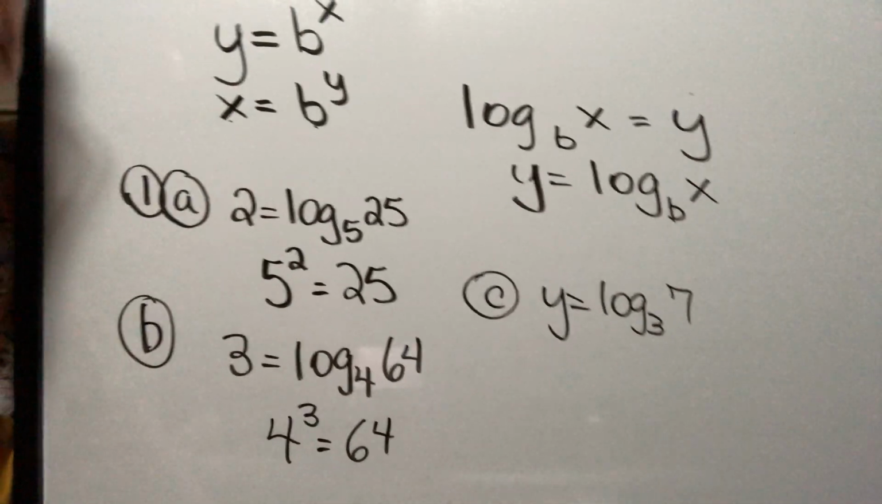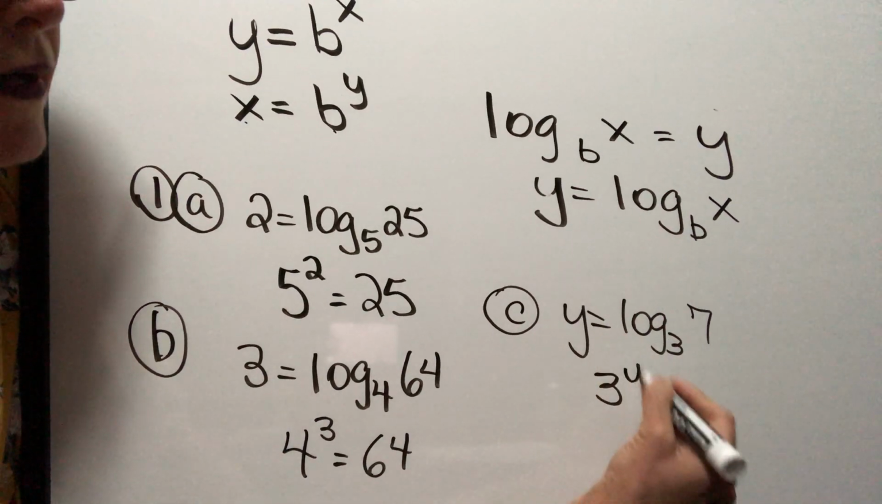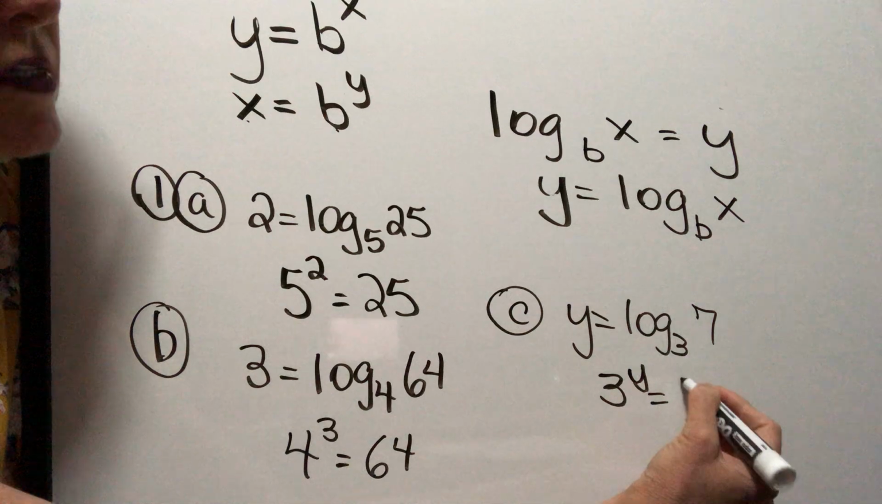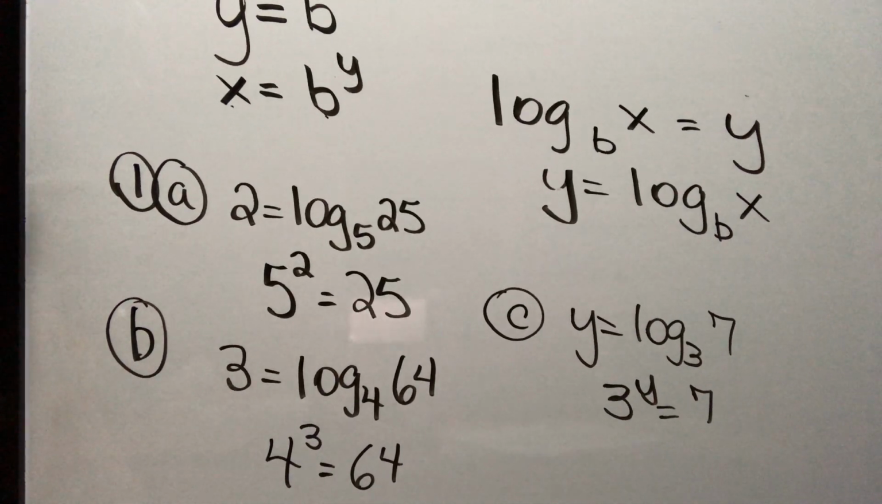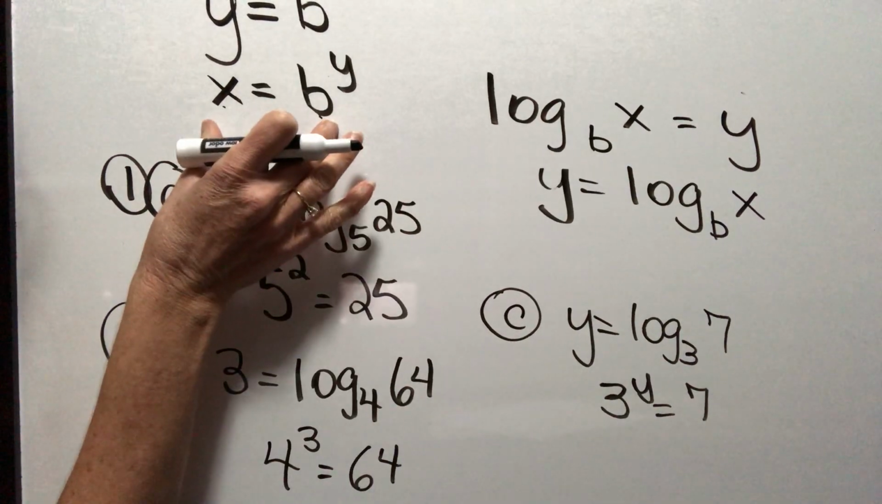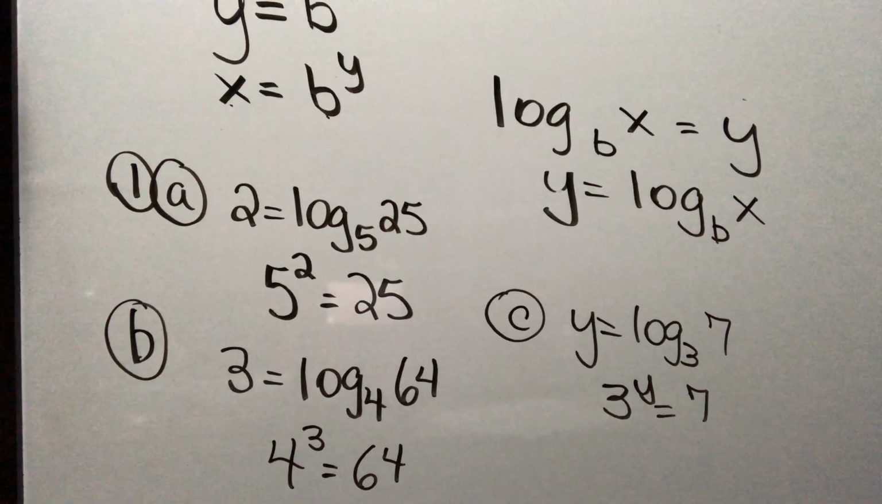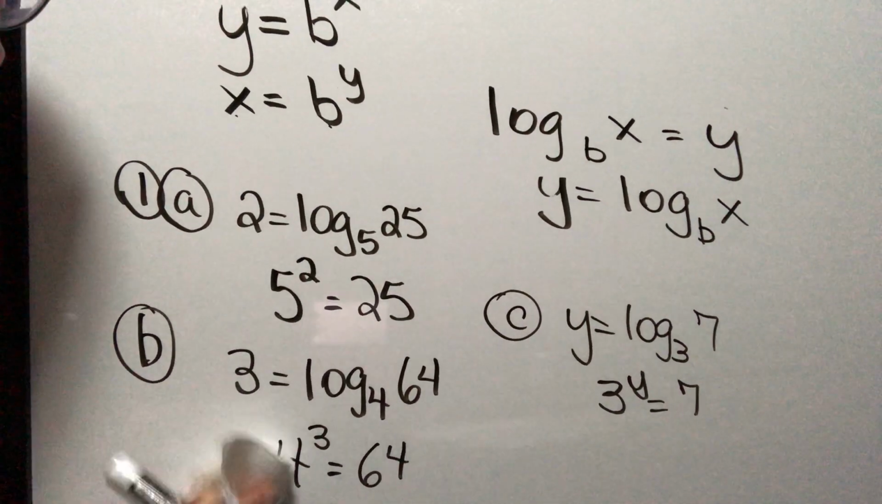So the base will be the 3. I'm raising it to the power of y, and then you will get 7 as the answer. So all of these, all I've done is I've changed from this form back to this form. So you're changing a logarithmic equation to an exponential equation. So number 1 is complete.